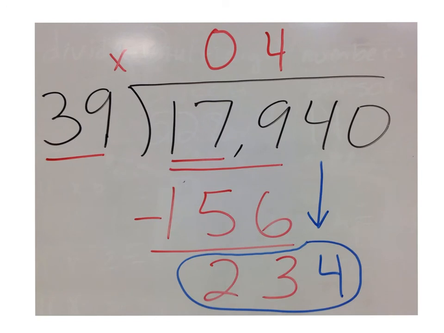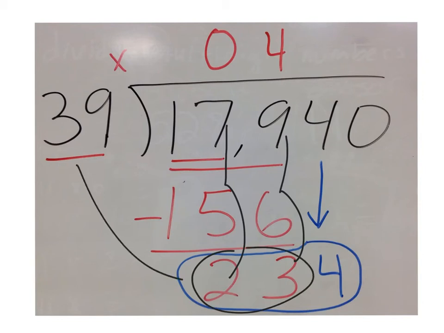Now it's simple subtraction. So the 9 minus 6 gives me 3. The 7 minus 5 gives me 2. A quick check, is 23 less than my divisor? Yes. Then I drop down the 4. And this arrow now points to the new number I'm working with, and it's circled here in blue.